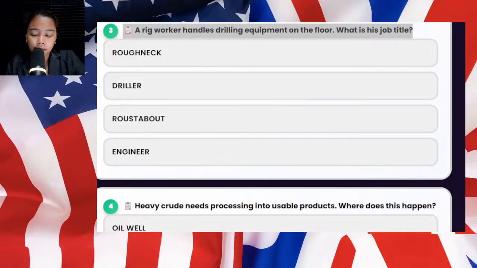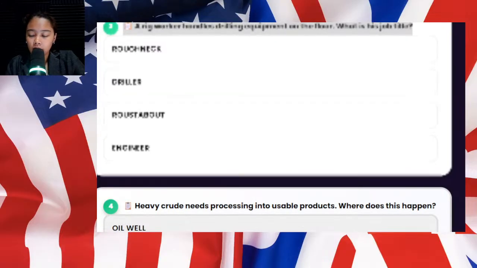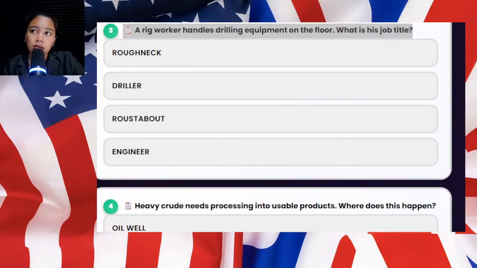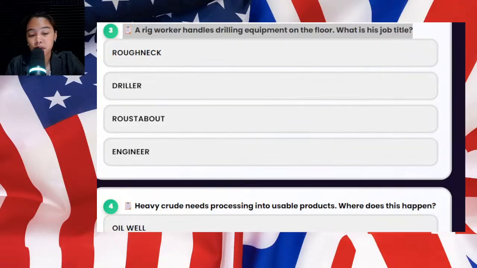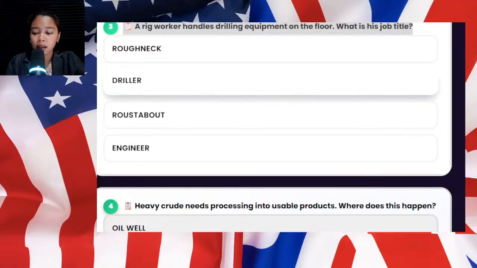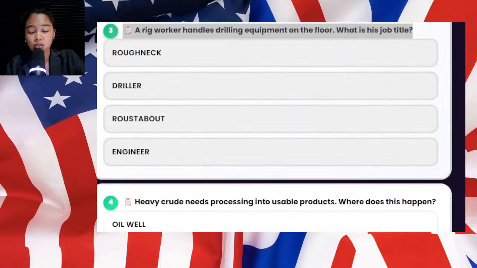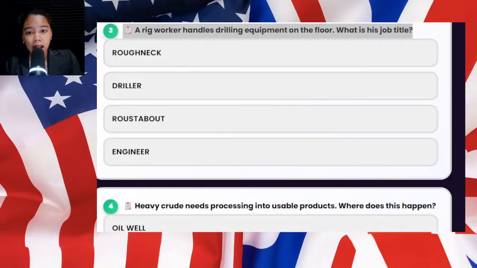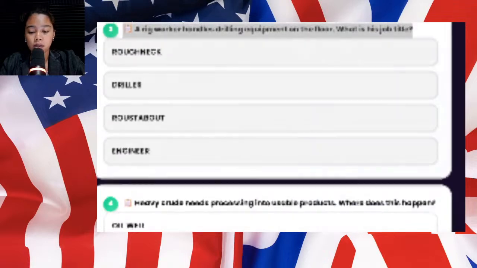Okay, what is your answer? Actually, there are only two options here, because the other two were not mentioned as terms in the oil and gas vocabulary discussion that we had. We have here roughneck and roustabout. So those are the only options that we are going to choose. Driller and engineer are not specific terms in oil and gas vocabulary. They are mentioned only in the explanation and elaboration, but they are not part of the specific terms. So again, roughneck and roustabout are our options.